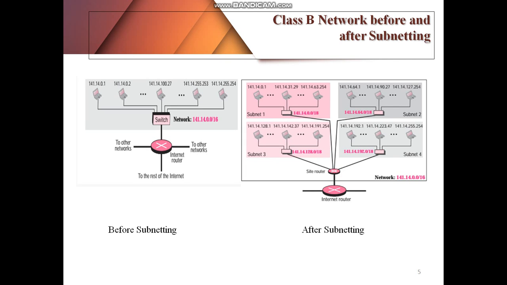This is an example, a diagrammatic representation of a network without subnet and with subnet. This is a class B network with a number of hosts and a router. Now it is divided into a number of subnets. In the second diagram, we have a router with 4 different subnets. The entire network is monitored by this site router.